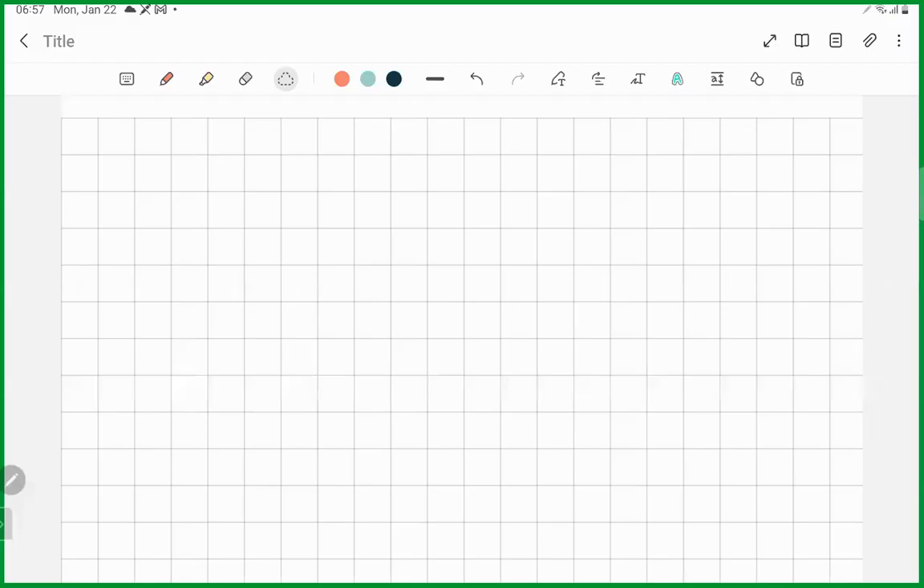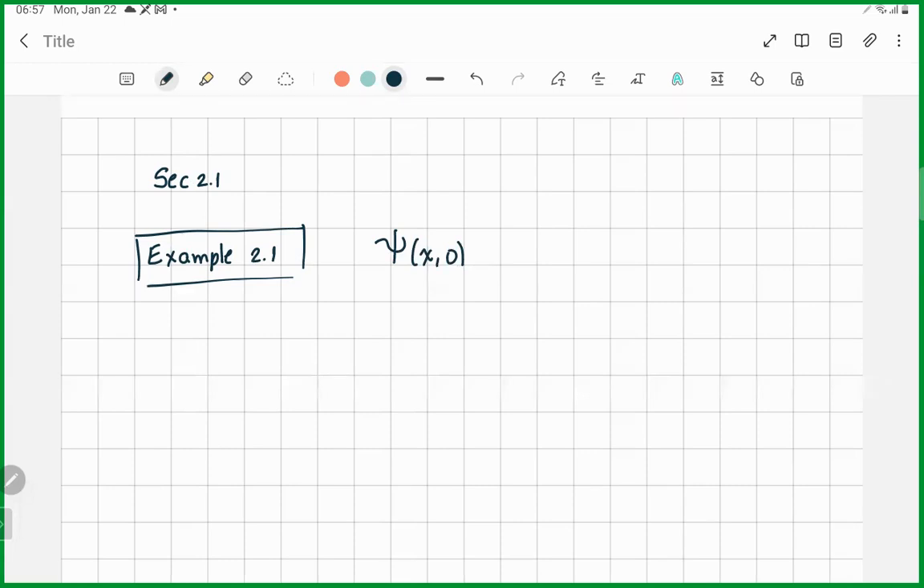Okay, so in section 2.1 of Griffiths' book, third edition, there is an example that is solved, and which I would like to solve now with you: example 2.1. What they give us is already the wave function at time zero, written as a superposition of those solutions of the time-independent Schrödinger equation. This is the wave function at time zero.